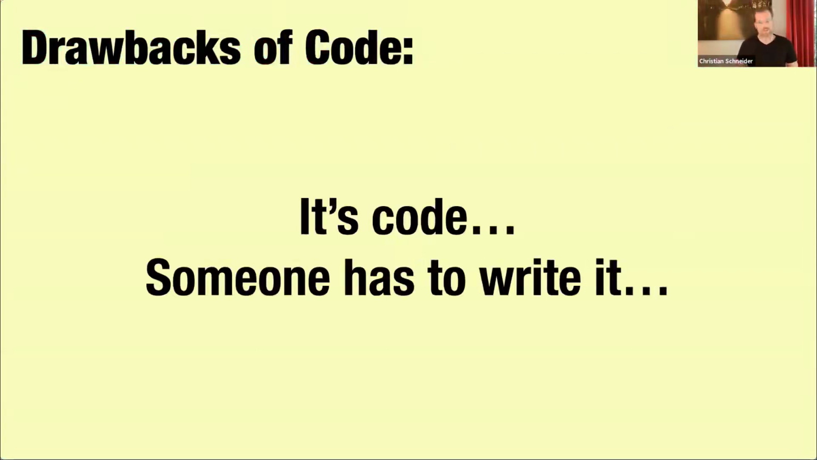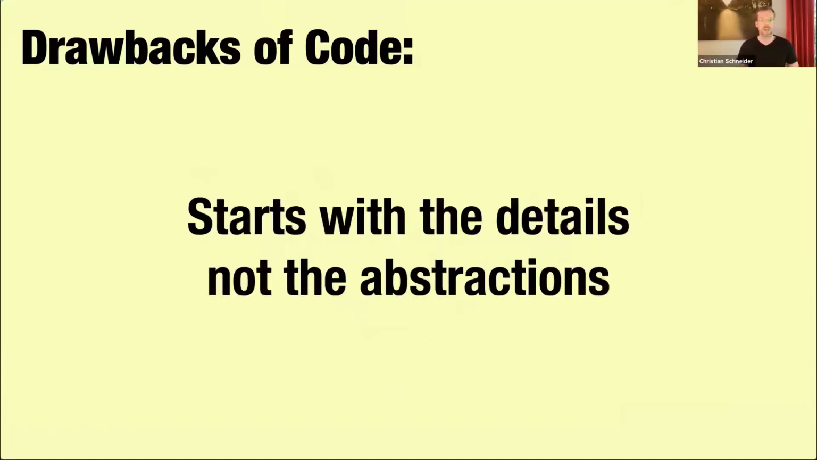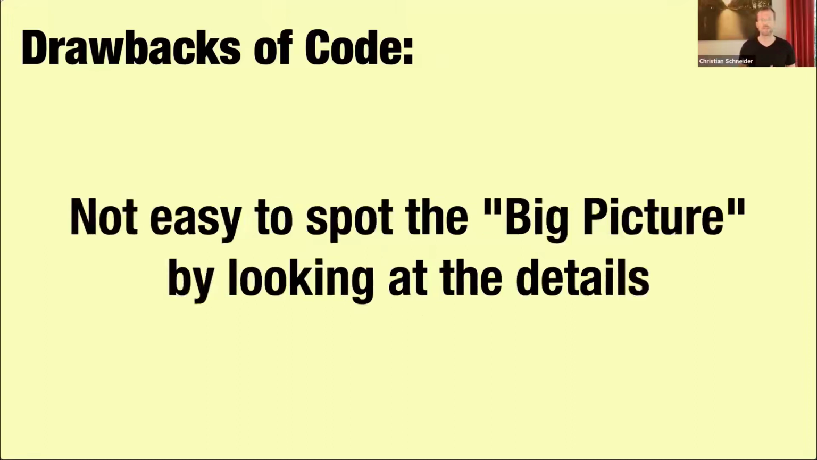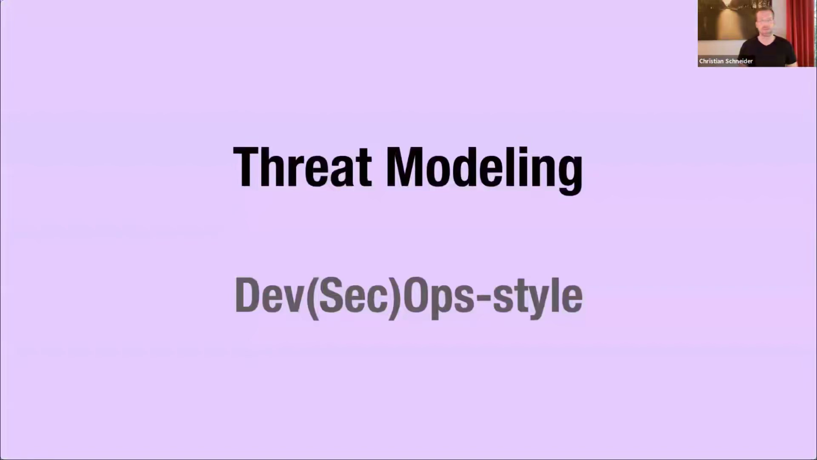It's code, someone has to write it, definitely. Some people might find code hard to read. Me being a developer, I'm not going along with that argument, but I totally understand that. That's not something everyone finds easy to read, totally understandable. And it starts with the details. That's a major drawback when it comes to modeling. It starts with the details, not the abstractions. So it's not easy to spot the big picture just by looking at the details first. That's definitely a list of drawbacks. There might be some more, just some examples.